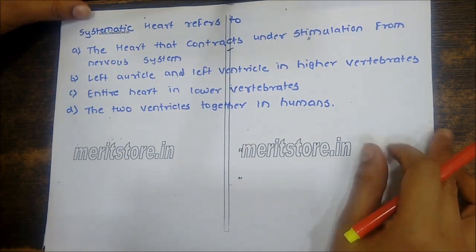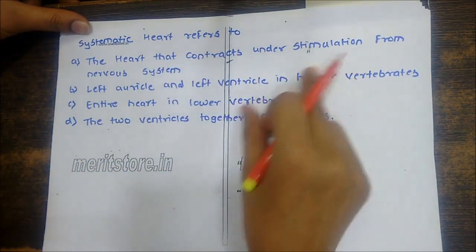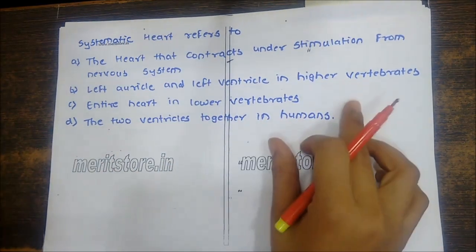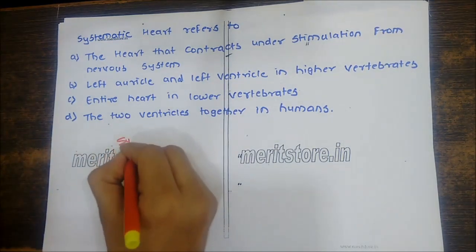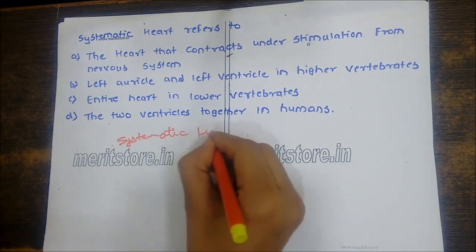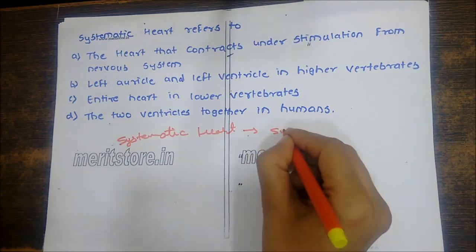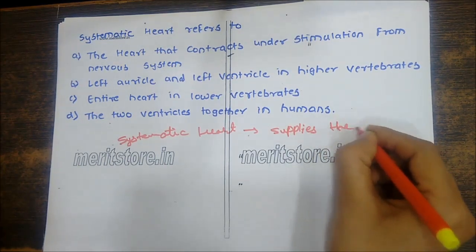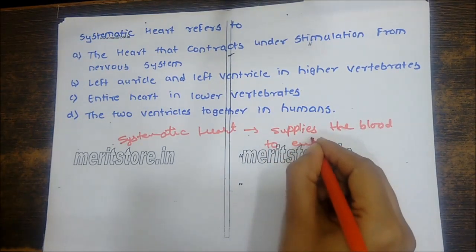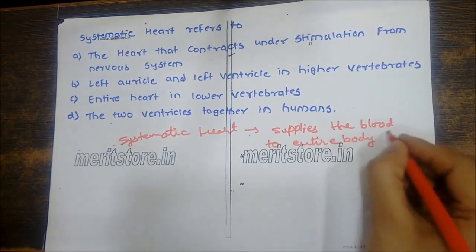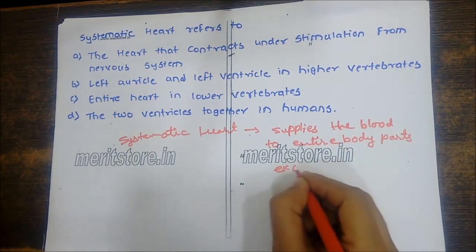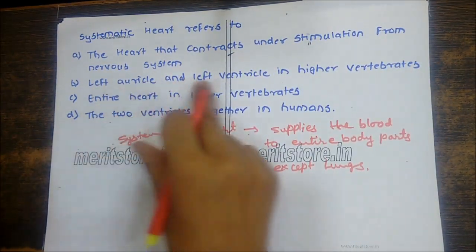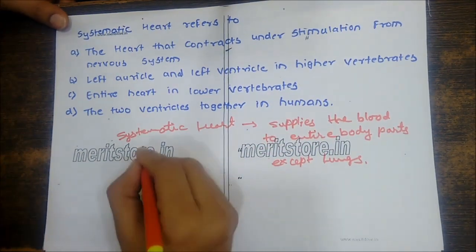Systemic heart refers to: A, the heart that contracts under stimulation from the nervous system; B, left auricle and left ventricle in higher vertebrates; C, the entire heart in lower vertebrates; D, the two ventricles together in humans. Systemic heart is the heart which supplies the blood to the entire body except the lungs. So the heart that contracts under stimulation from the nervous system, no; left auricle, no, and this is the heart that is present in lower vertebrates.